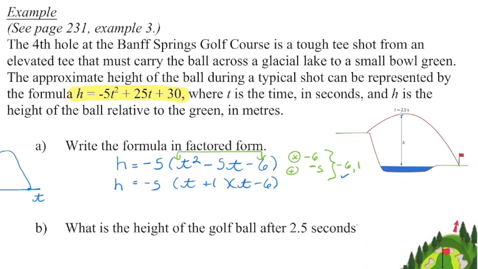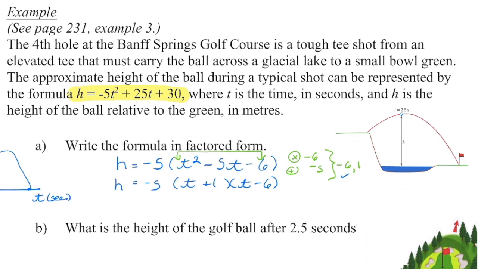So we have this correctly factored. The second part of the question wants to know what is the height of the golf ball after 2.5 seconds. So the units give you a clue as to what we're looking at. In this case, I can even go back and fill it in here because the question tells me t is time in seconds, h is height in meters. So if I actually write this in here, this is height in meters, this is time in seconds.